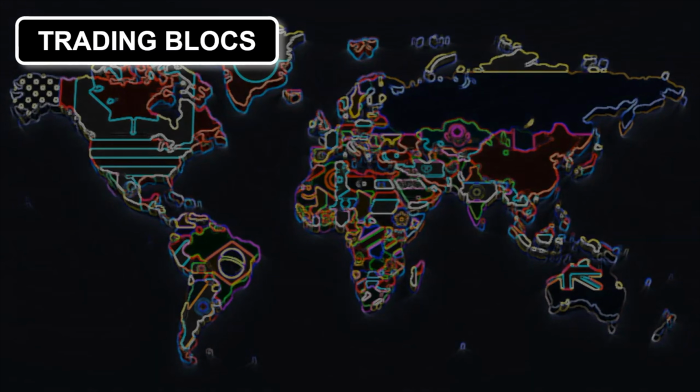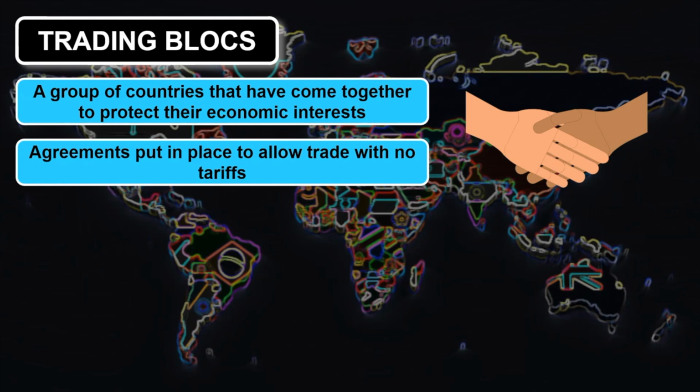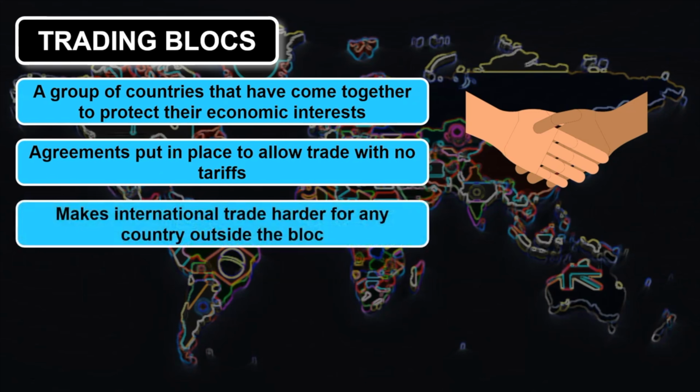Trading blocs are also a potential barrier to international trade. A trading bloc is a group of countries in a geographical area, such as Europe, that have come together to protect themselves economically from countries outside of this group. They put agreements in place to allow them to trade easily with one another without any tariffs that we mentioned earlier. However, such trading blocs become barriers to international trade as it places restrictions on goods or services coming into the bloc from countries outside of that bloc and their agreement.